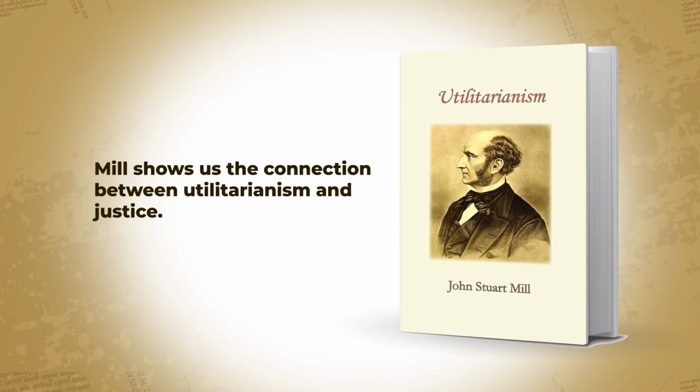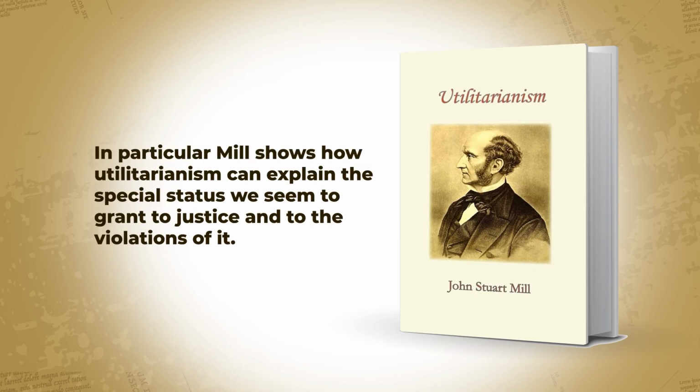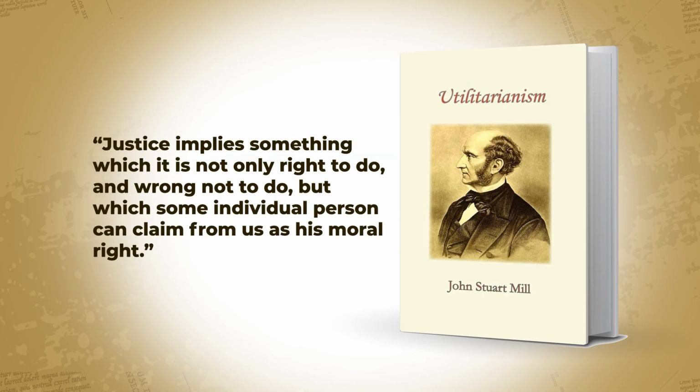In chapter 5, Mill shows us the connection between utilitarianism and justice. In particular, Mill shows how utilitarianism can explain the special status we seem to grant to justice and to the violations of it. Justice implies something which is not only the right thing to do and wrong not to do, but which some individual person can claim from us as his moral right.